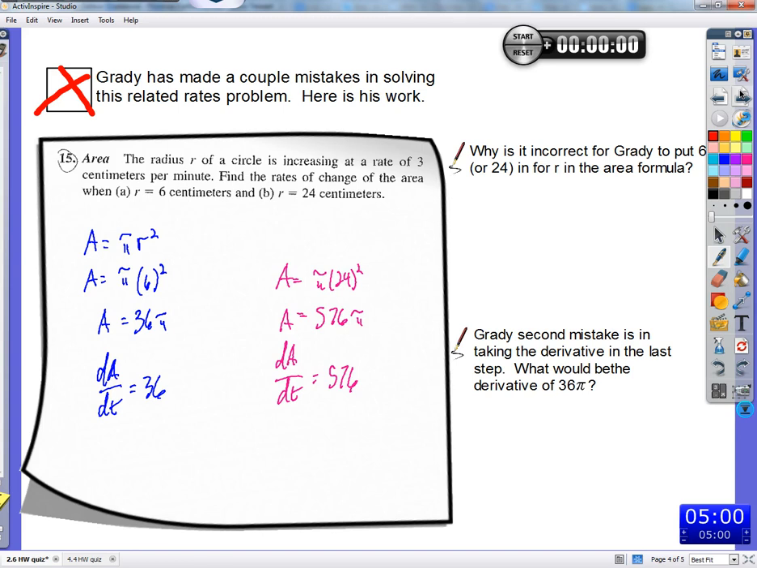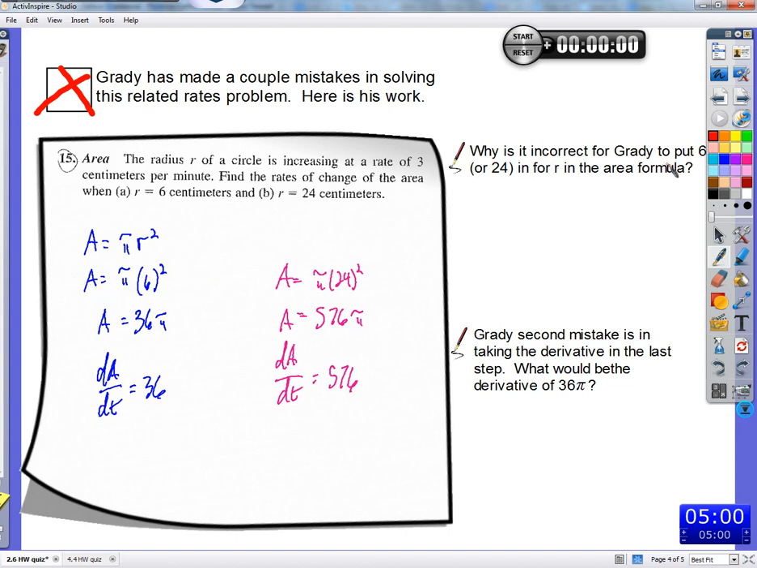So why is it incorrect for Grady to put 6, or 24 for that matter, in for R in the area formula? Because this is two different problems, right? A and B. So different colors, different forms. So here, found the area formula. Probably a useful thing to know since it's talking about area. It's talking about radius. So finds the area formula, plugs in the radius, and then gets this. And so let's just go to this step right here.